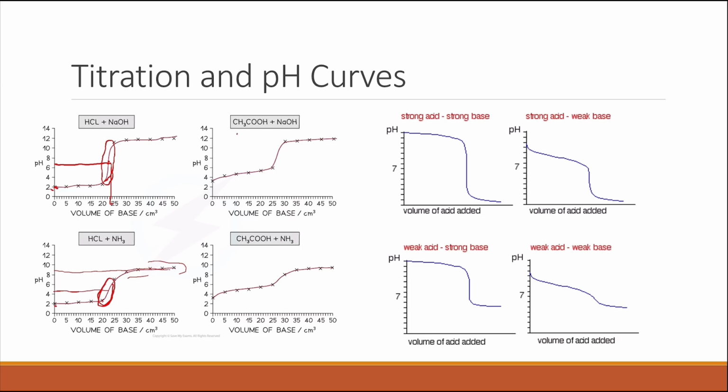And then if we use a weak acid with a strong base, it's going to be similar to the other one, but now we start at around 3 or 4, and the pH at the equivalence point here would be around 9. And finally, with the weak acid with a weak base, there wouldn't be this massive change, so they don't have this vertical line if we use a weak acid and a weak base.